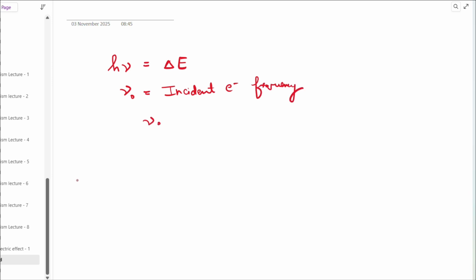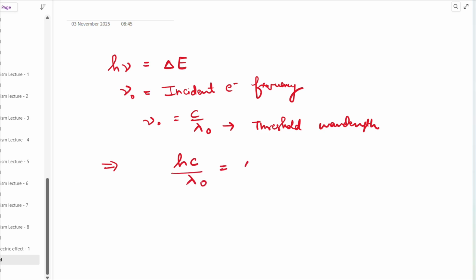Nu naught is c by lambda naught, where lambda naught is the threshold wavelength. So this is the Einstein energy relation. hc by lambda naught is equal to delta E. So the final formula for threshold wavelength will be hc by delta E.